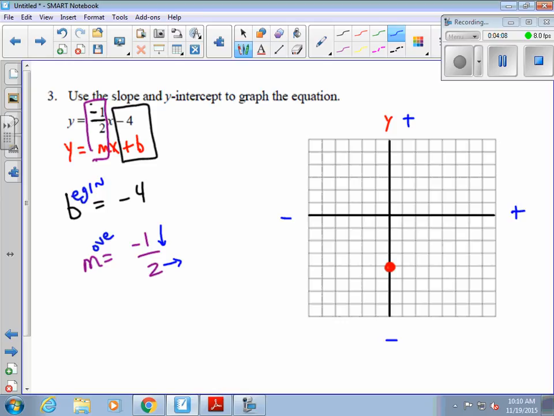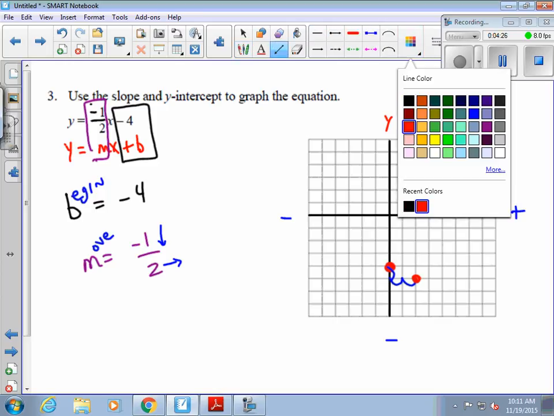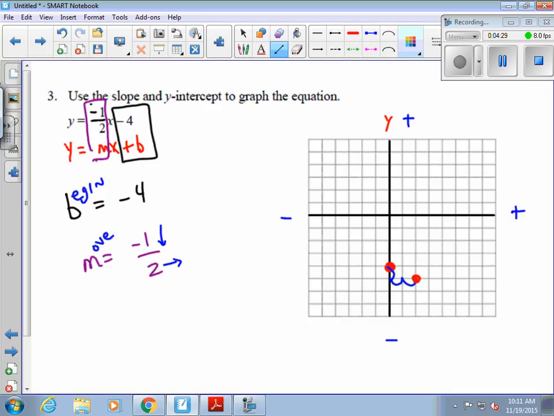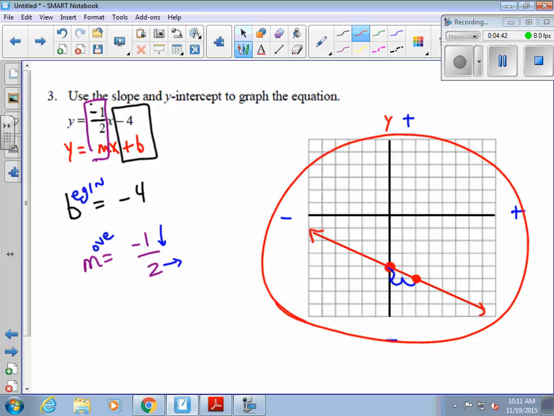So from the point that we already created at negative 4, we will go down 1 time. And we will go to the right once, twice. And that's where we will put our second point right there. Now that we have 2 points, we want to draw a line through both of those points. And I'll extend it just to make it a little straighter, that's all. So there is the graph of your equation for y equals negative 1/2 x minus 4.